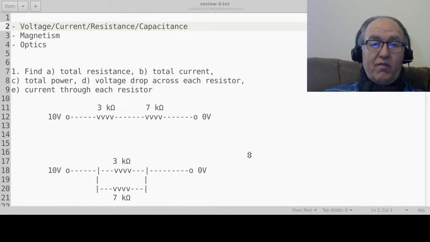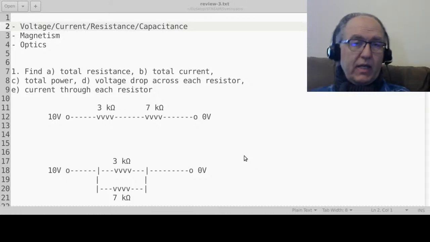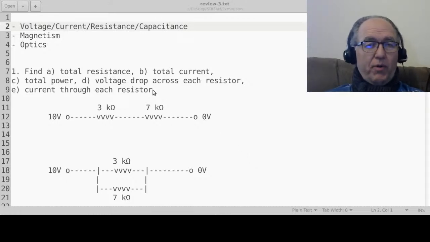I'll ask, what's the total resistance of this circuit? What's the total current through the circuit? What's the total power dissipated by the circuit? Remember Joule heating, because resistors will convert the electrical energy into heat. And what's the voltage drop across each resistor, and the current through each resistor. Okay, so let's start off with the first one.